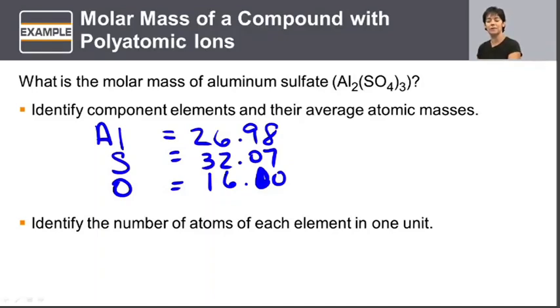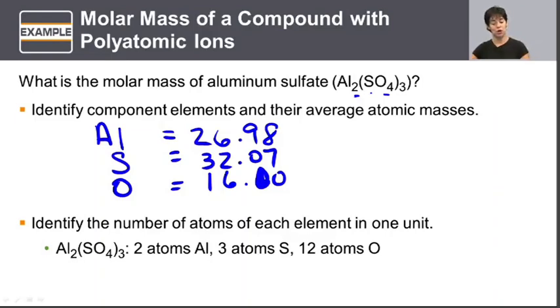We see that we have a subscript for aluminium of 2. That tells us there are 2 atoms. We see that in our sulfate, we have 1 atom of sulfur and 4 of oxygen. And we have 3 of those altogether of the sulfate. So we have 2 aluminium, 3 sulfur, and we have 4 times 3, or 12, of the oxygen.